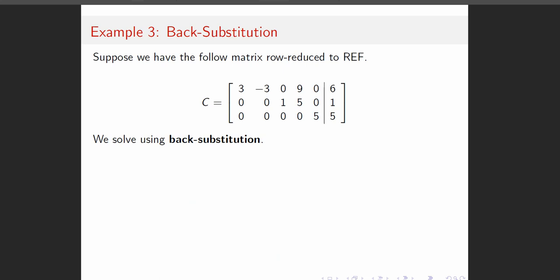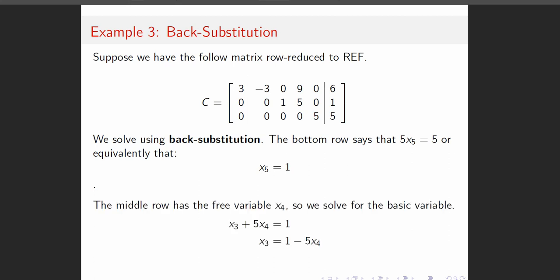So example 3, we have a matrix and we have row reduced it to REF. And let's talk about the back substitution. Okay, so we're going to start on the third equation, the 5x sub 5 equals 5. We'll just divide through that equation by 5, right? And we just get that x sub 5 equals 1. That's good. And then the middle row has a free variable.